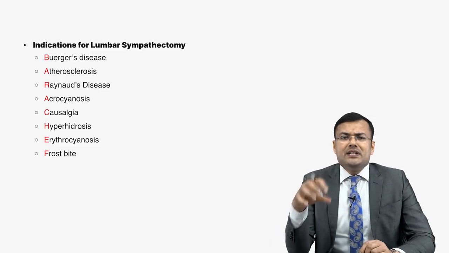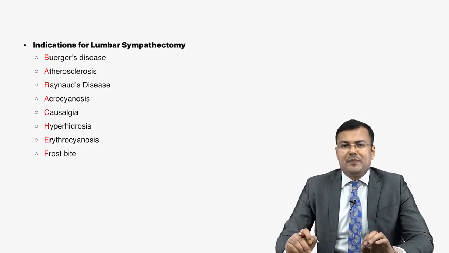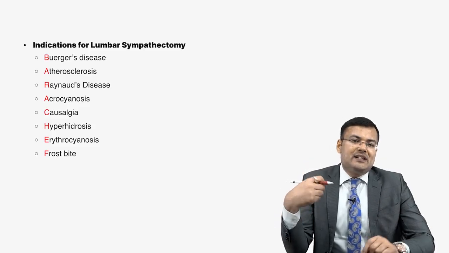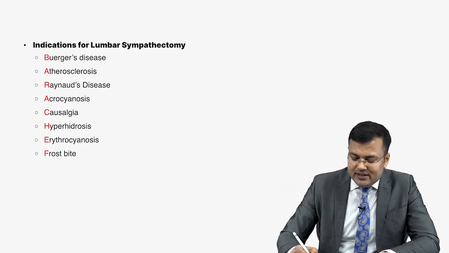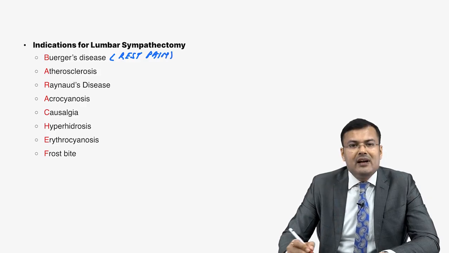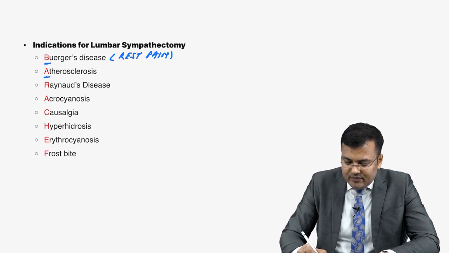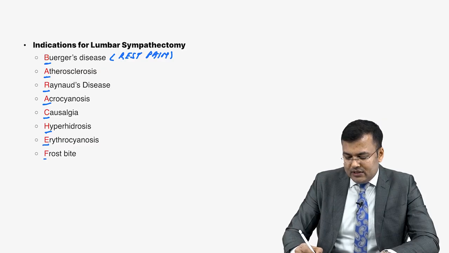Apart from Buerger's disease, rest pain, what are the other indications of lumbar sympathectomy? We discussed the physiology. Any situation in which there is sympathetic stimulation, in that case it will be helpful. So what are the indications? Buerger's disease, especially rest pain, atherosclerosis, Raynaud's disease, acrocyanosis, causalgia, hyperhidrosis, erythrocyanosis, frostbite.